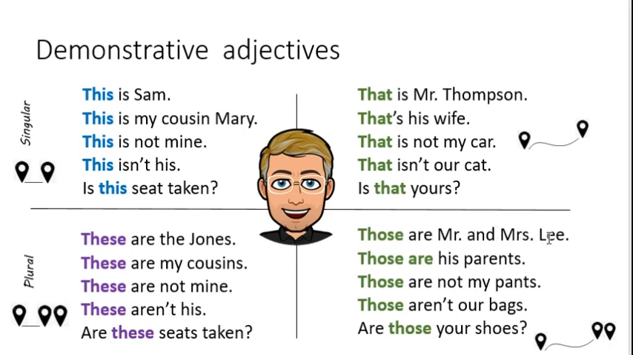Those are Mr. and Mrs. Lee. Those are his parents. Those are not my pants. The word pants is plural, so I need to use those, because they're not close to you. Those aren't our bags. Bags is plural, so I'm using those. Here I have a contraction of the verb to be, are, in the plural form, and not, aren't. Those aren't our bags.